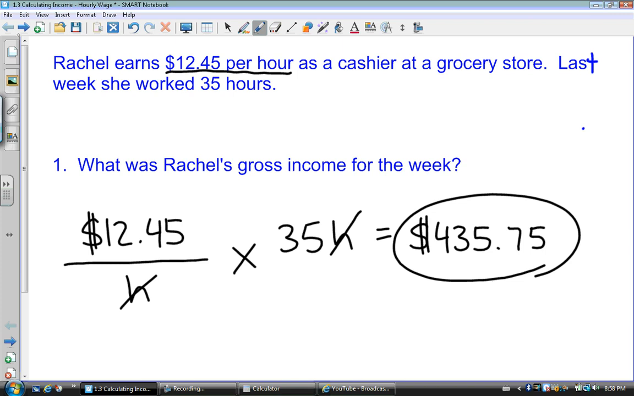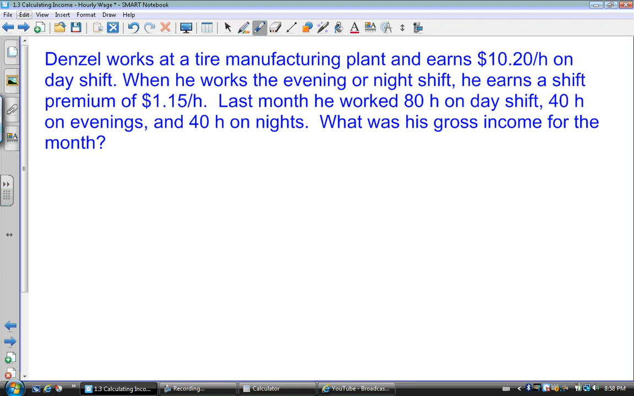Okay, so let's do another example here. We have Denzel, and he works at a tire manufacturing plant and earns $10.20 an hour on day shifts. When he works the evening or night shift, he earns a shift premium of $1.15 an hour. So what is this shift premium? Let's just stop there for a second.